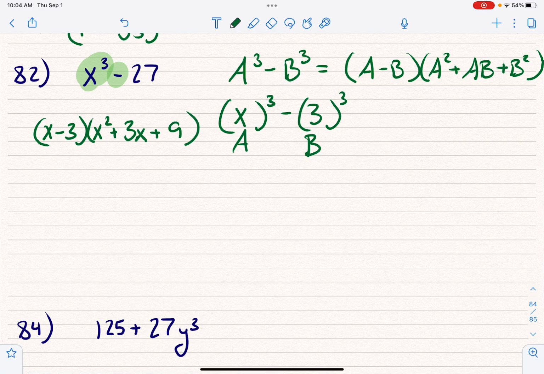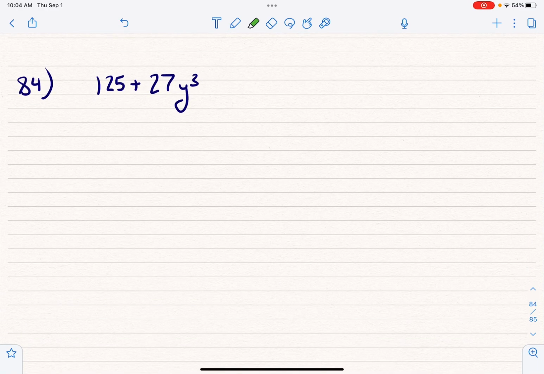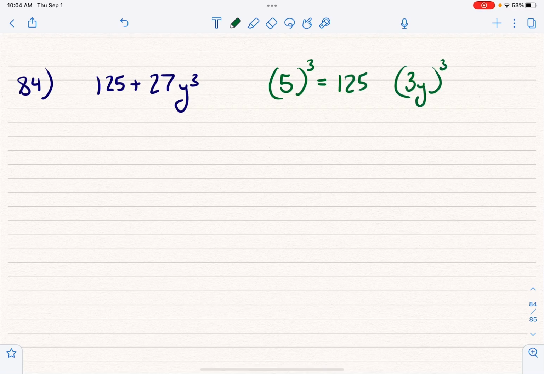That's that easy. So these are really more about memorizing this formula, and if you've got that formula memorized, then you can do it. All right, last one. This is the sum of two cubes. What two things are being cubed? Well, 5 cubed gives me 125, and 3y cubed gives me 27y cubed.